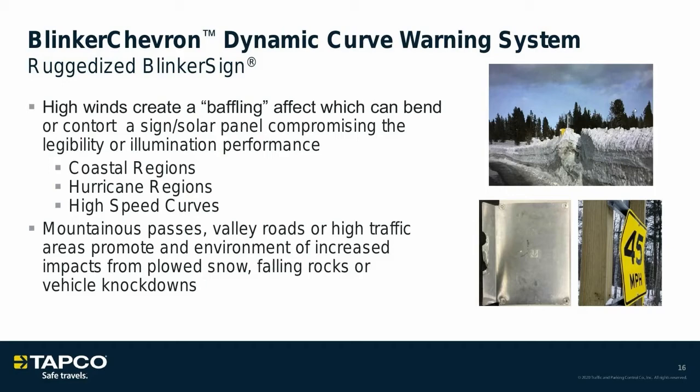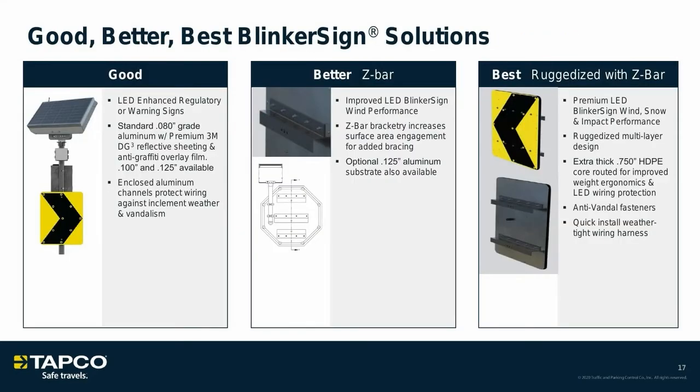As we get into preparing to decide which sign is best, as you can see, the good, better, and the best options that we have for these specific signs. Your good is your standard 0.080 aluminum grade. That's just your standard sign. Then you can get to the better, which is adding Z-bar. So we can add Z-bar to the back of any sign. Again, that's whether it's a stop sign, yield sign, ped sign, or a chevron sign.